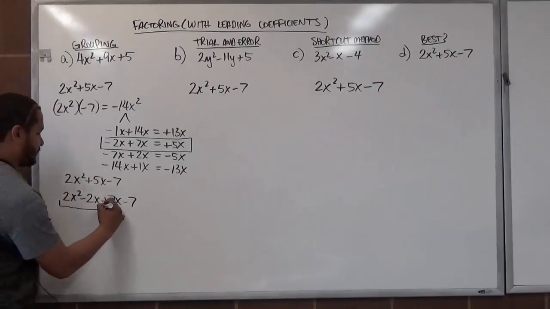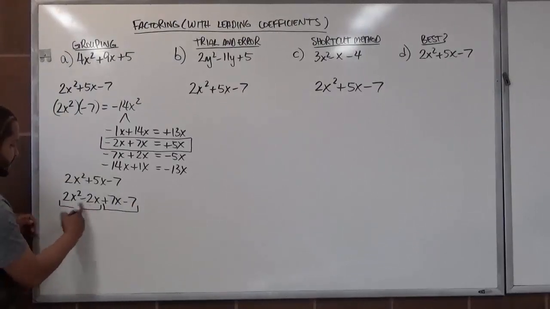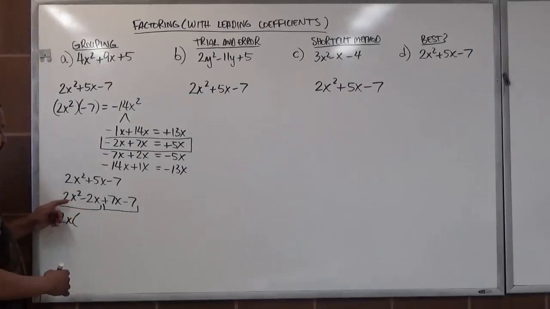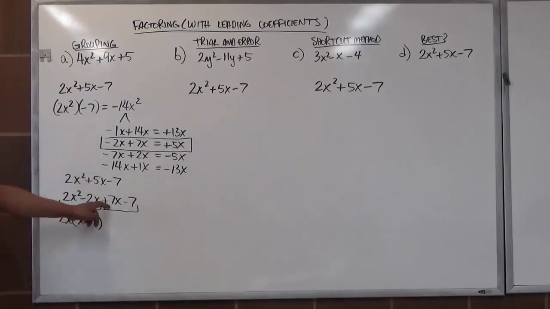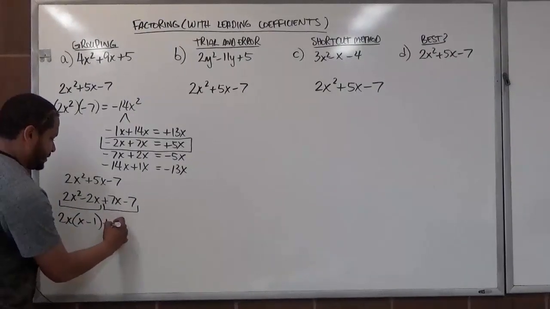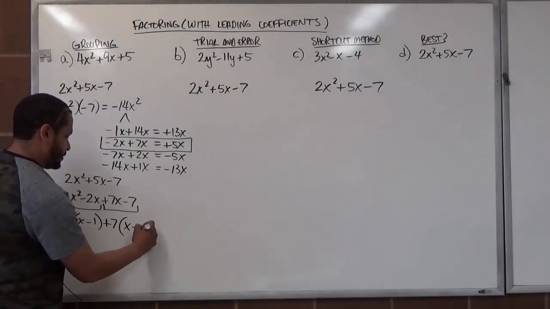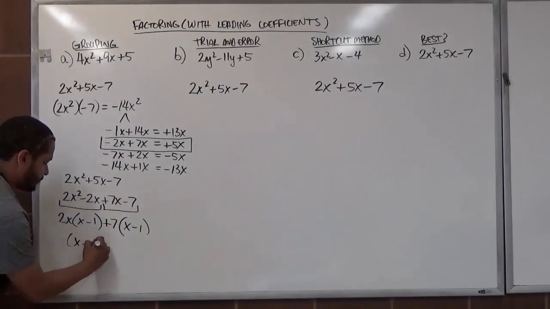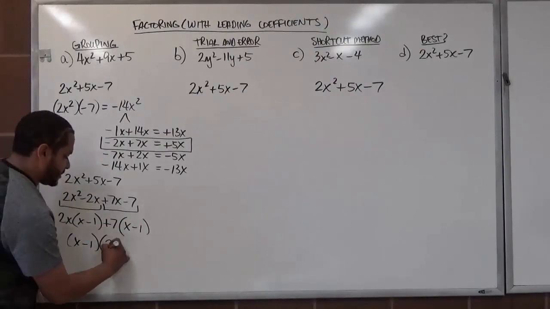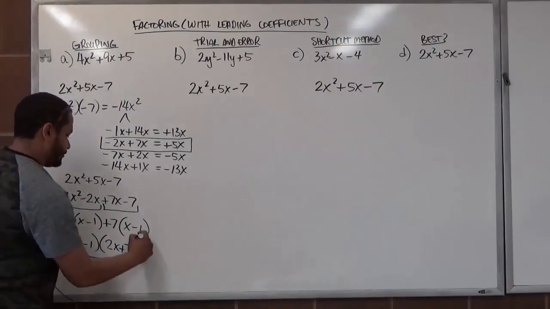We're grouping again, first two with the last two. These are two separate sets, and the first common thing we have between these two is 2x. What's left over, we have x and negative 1. In the second set here, since the third term is positive, we put the plus down. The common factor is just 7. What's left is x minus 1. Here we see the common term, x minus 1. What's left over is just 2x plus 7. And there's the grouping method.